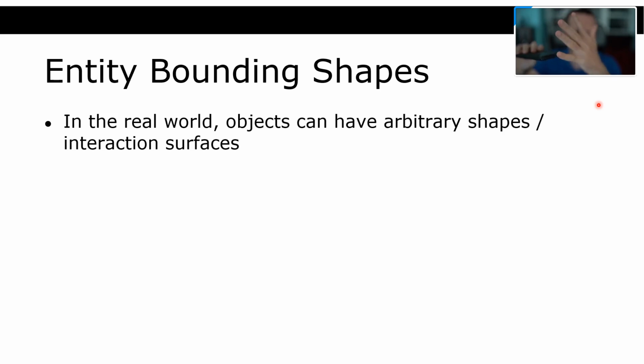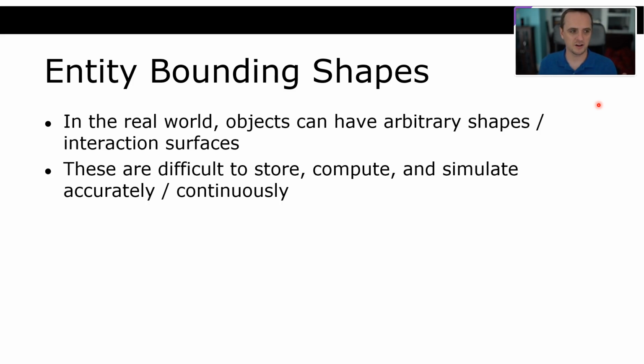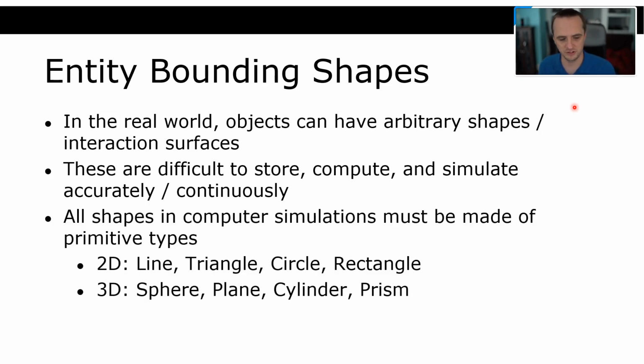They can be three-dimensional. They're really, really precise. But completely arbitrary, real valued collision boxes are difficult to store, difficult to compute, and difficult to simulate accurately and continuously. When we talk about computer simulations, and by that we oftentimes mean video games, they must be made of some sort of primitive type. For example, we could have two-dimensional objects such as lines, triangles, circles, rectangles, or we could have 3D shapes such as spheres, planes, cylinders, prisms, etc.